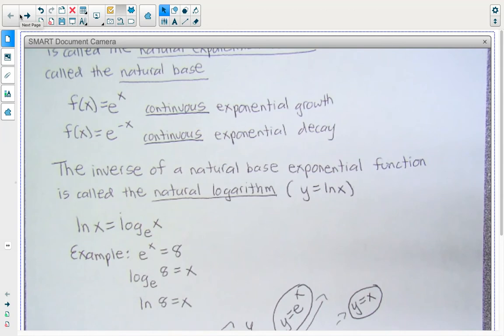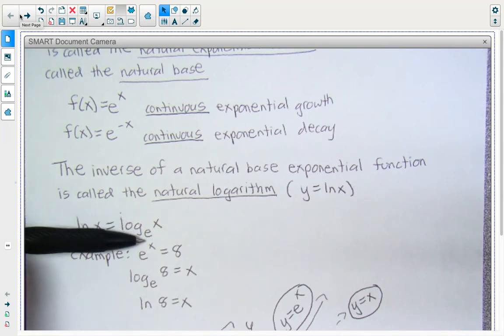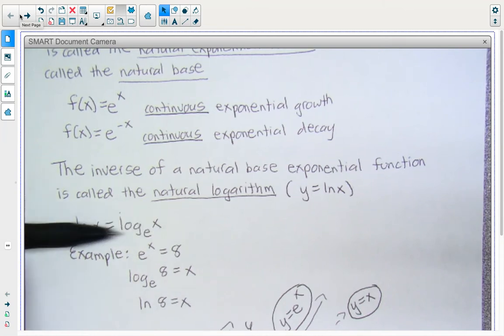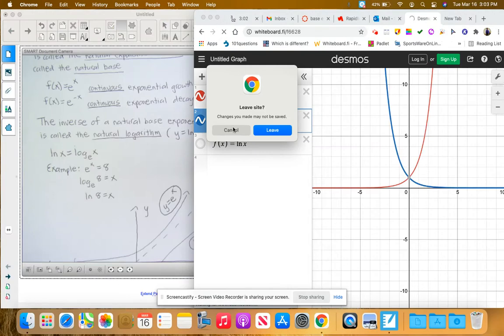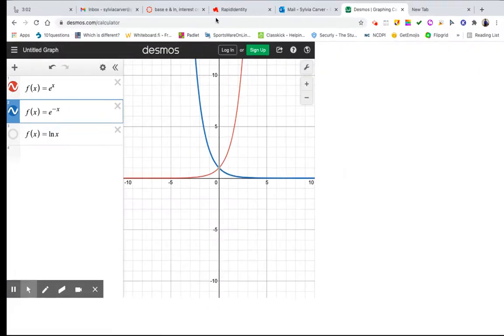It's just a special kind. So again, log base e of x is the same as the natural log of x, but you wouldn't see it written. You would just see the natural log of x. So let's see what this function looks like in Desmos. So here it is right here.